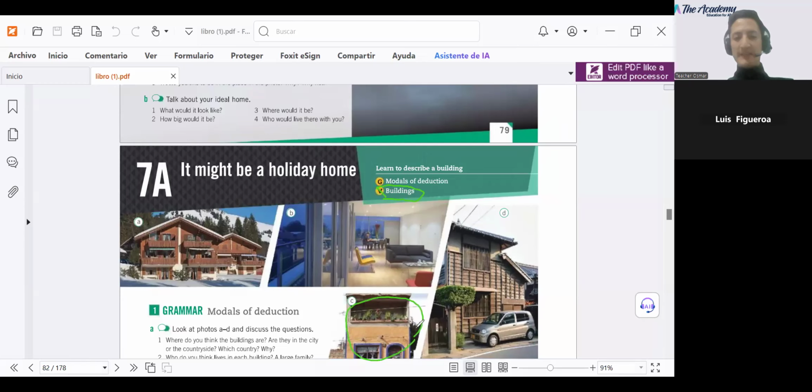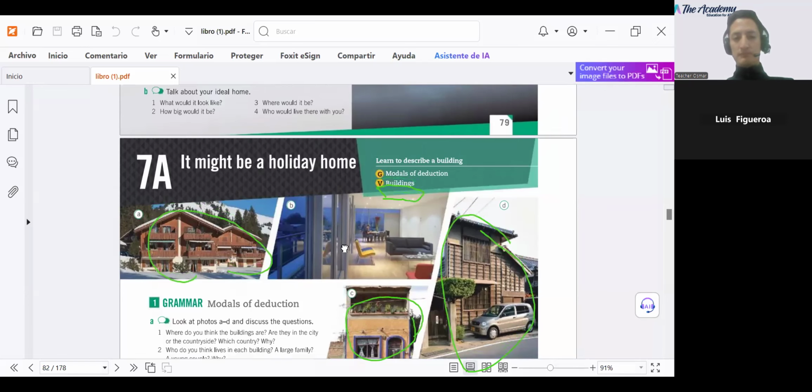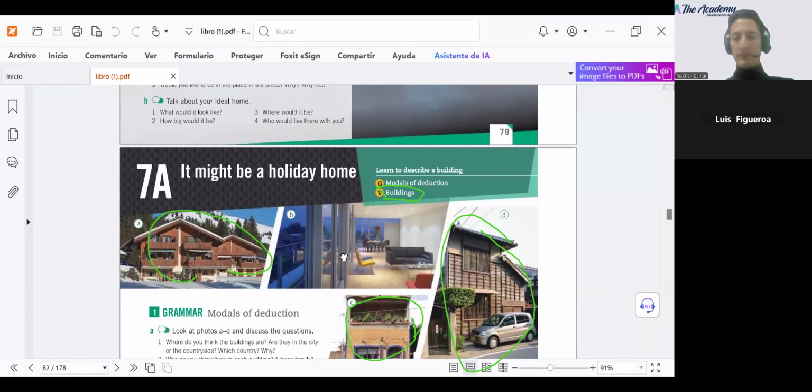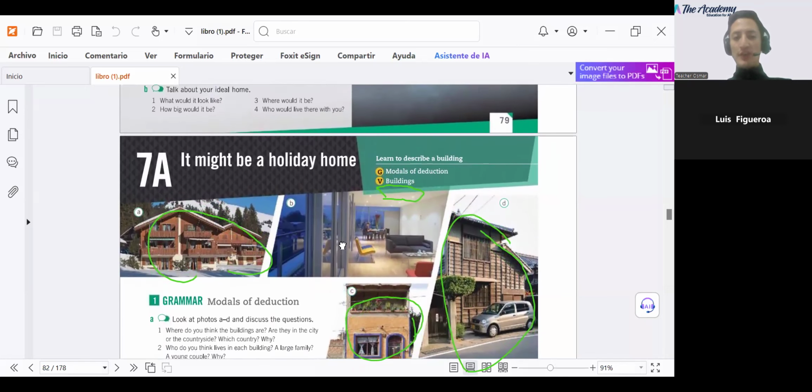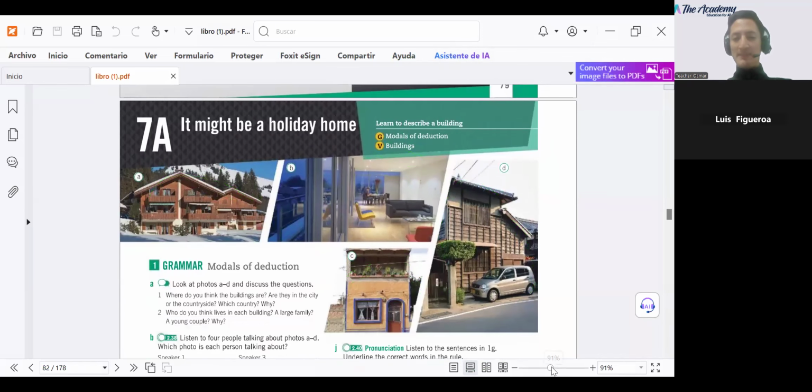Here we have, excuse me, some examples of building. What is a building? Building. Building. Mm, no sé. Ok. Building, Luis, construcciones. Buildings. Construcciones, edificaciones. Buildings.